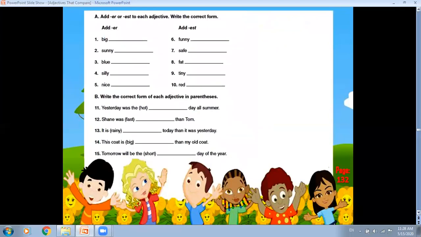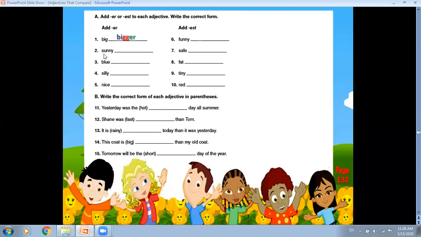Okay, what do I have here? Page 132. I have to add ER or EST to each adjective and write the correct form on the lines. So I'm going to solve the first two here and the first two here. Let's start. Big. This adjective has a short vowel in the middle and it ends in a consonant letter. What do I have to do? I have to double the final consonant, right? And then add ER. Let's check.